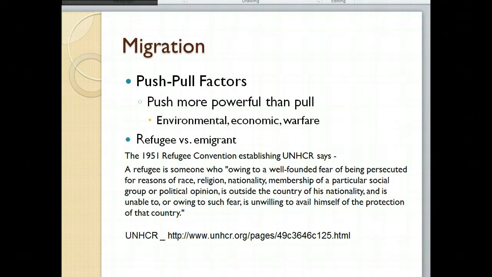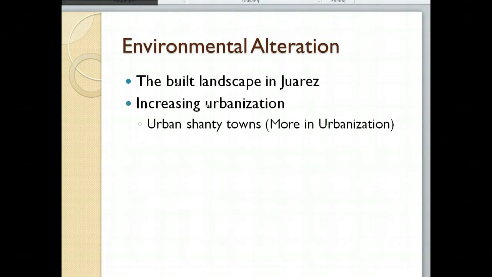Refugees are a special case of immigrant, and these are people who move often with only the clothes on their back. They don't have papers, they don't have documentation, and often they're moving because their lives are at risk. And there's a special case from the UNHCR that defines refugees.